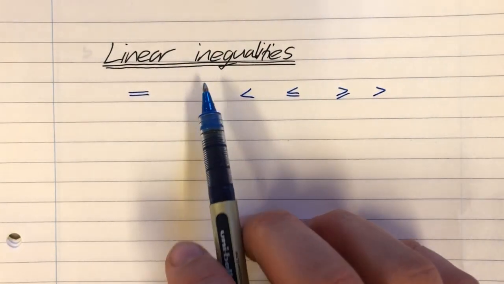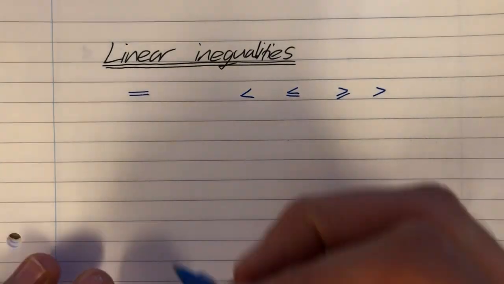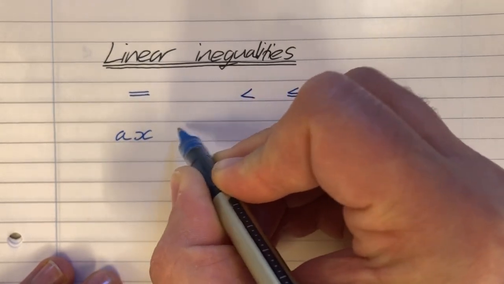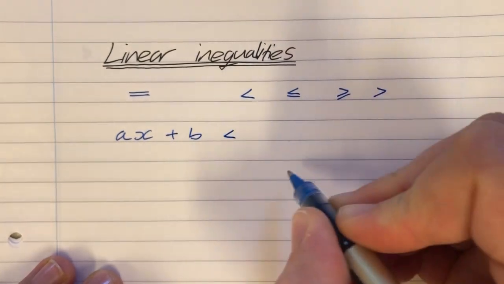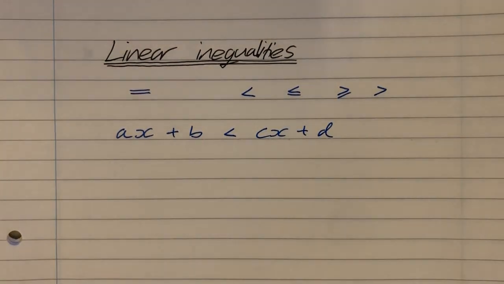Now, a linear inequality is one where there are no non-linear operations in there. So there's no squaring, no square roots, no cubing, no logs, no exponentiation. There's nothing like that. It's just very straightforward, a multiple times a variable, as you would in a linear equation. So a typical linear inequality might look like ax plus b, and then one of these four symbols, let's just go with less than, cx plus d. There may be some brackets kicking around or something else in there which you need to be aware of, but these are the kind of things that we're going to be looking at.